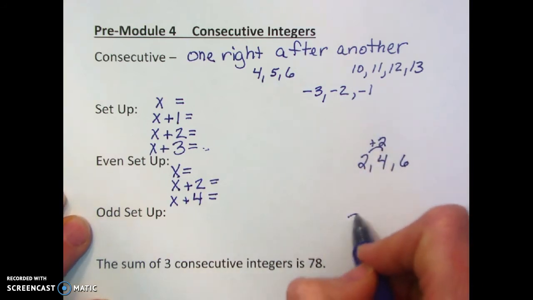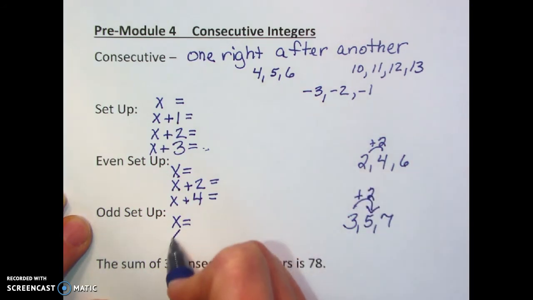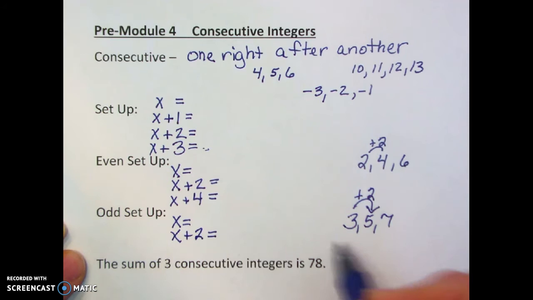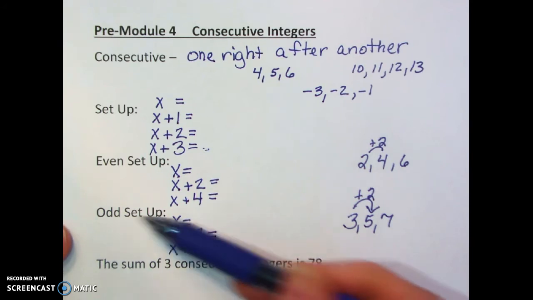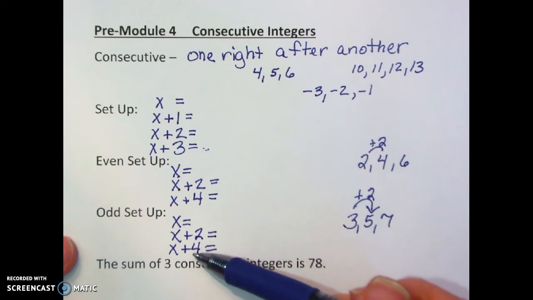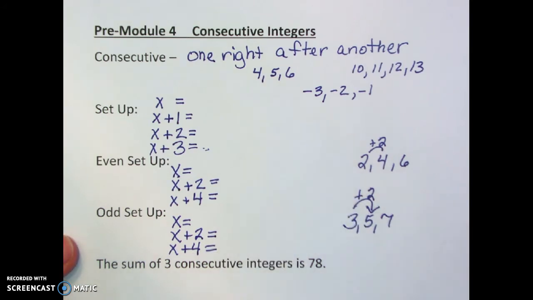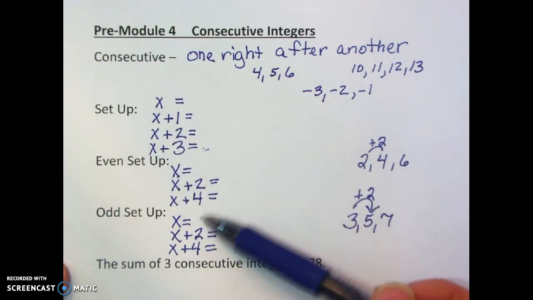Now, odd setup, 3, 5, 7. If our first number is x, to get to the next number, we have to add 2. So it will be x plus 2. Get to the next one, we would have to add 4. So it's x plus 4. For some reason, people want to set the odd numbers up as x, x plus 1, x plus 3. That's not going to work. We are still counting by 2, going up by 2 every time. So these are the setups. This is the setup for just consecutive. This is the setup for even. This is the setup for odd, which is the same as even.